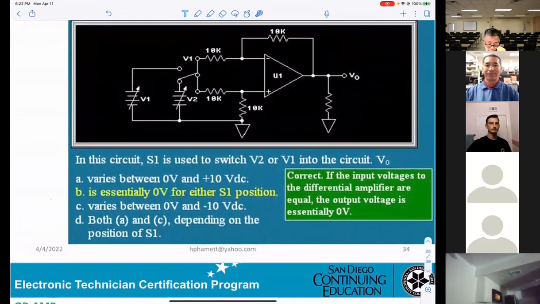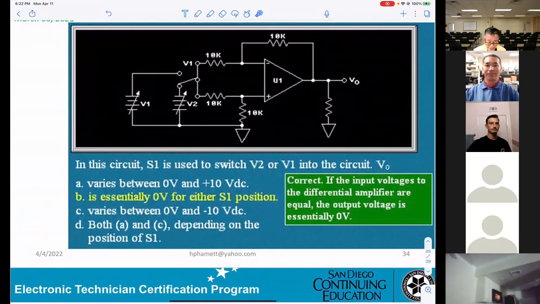The answer will be B, essentially 0 volt for either switch position. Okay, that means you get positive 10 volt here and negative minus 10 volt here. Either way they connect to V2 or V1, then the output will be 0 no matter what.